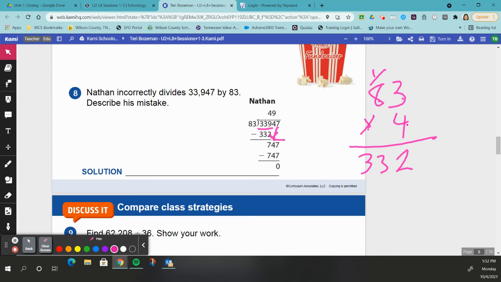If we did 83 times 49, 83 times 9 and got 747, well, that's not really how we're going to find our answer there. So that would be his mistake. He brought down the 4 and the 7 at the same time, which is not the process with standard algorithm. So we want to bring down one number at a time.